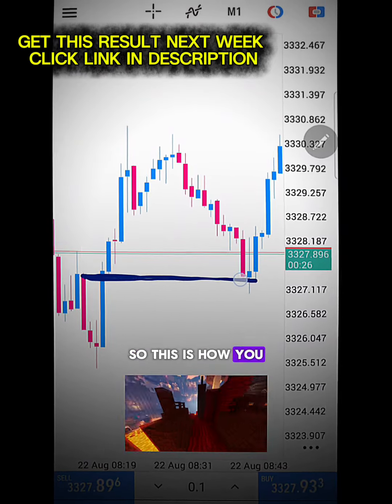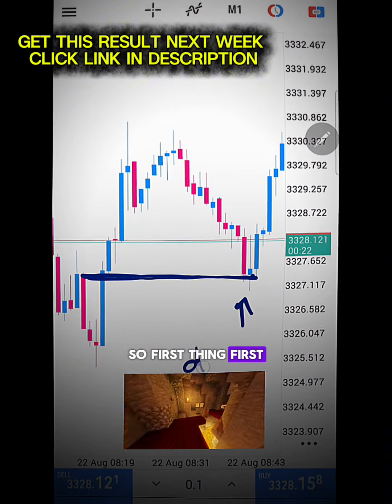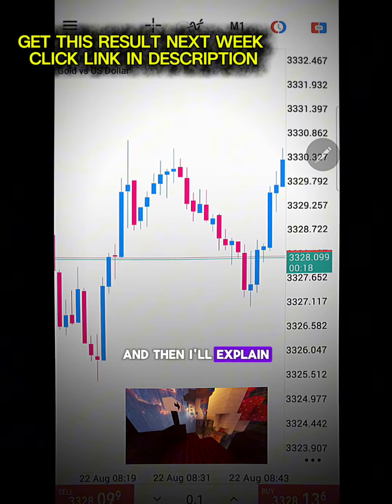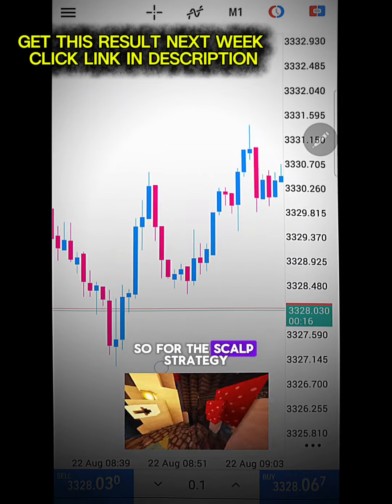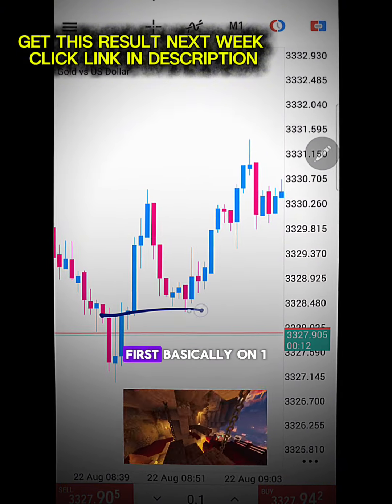So this is how you trade entries that don't have those two things. First things first, I want to explain the scalp strategy, and then I'll explain the swing strategy. For the scalp strategy, you want to find a point that price is rejecting from first.